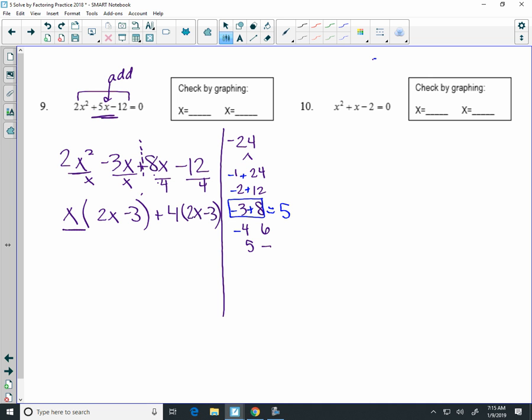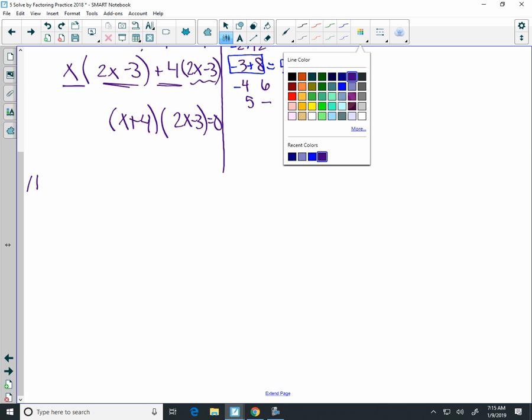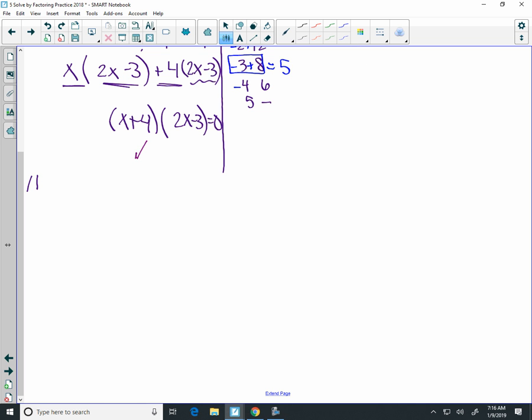So the stuff on the outside, x plus 4, becomes one set of parentheses. What's on the inside becomes the other set of parentheses, 2x minus 3. And again, the only thing that's new this unit is how we use those. So now we're going to take each one of those little equations and set them equal to 0 and solve. So I'm going to subtract 4 from both sides. In that first equation, x is equal to negative 4.